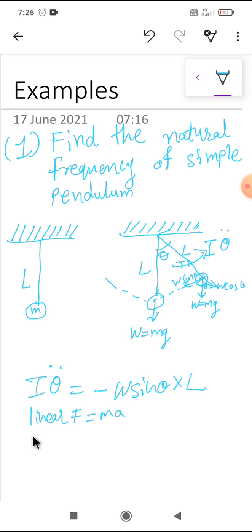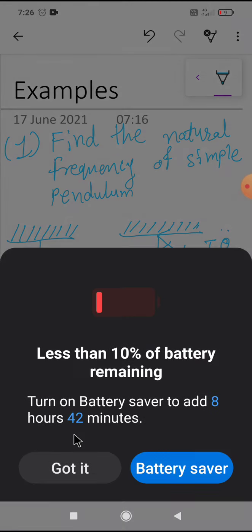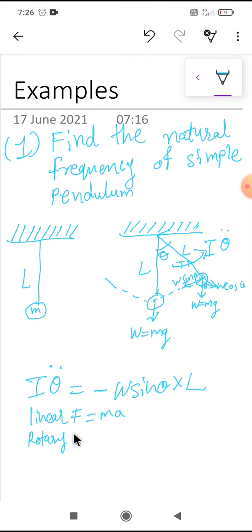So similarly in rotary motions, we use the formula for couple. Here couple is nothing but a torque. So the formula for torque will be, instead of mass we use I, that is moment of inertia, and instead of acceleration we use angular acceleration, that is alpha.